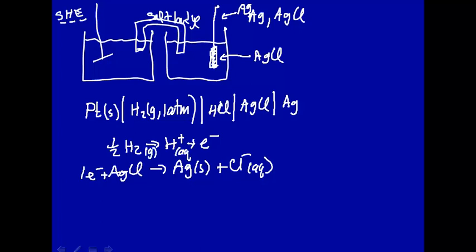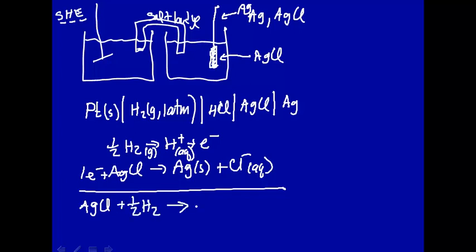This would be aqueous. All right, so our overall reaction then will be silver chloride solid plus 1/2 H2 gas goes to silver solid plus H plus aqueous plus Cl minus aqueous.